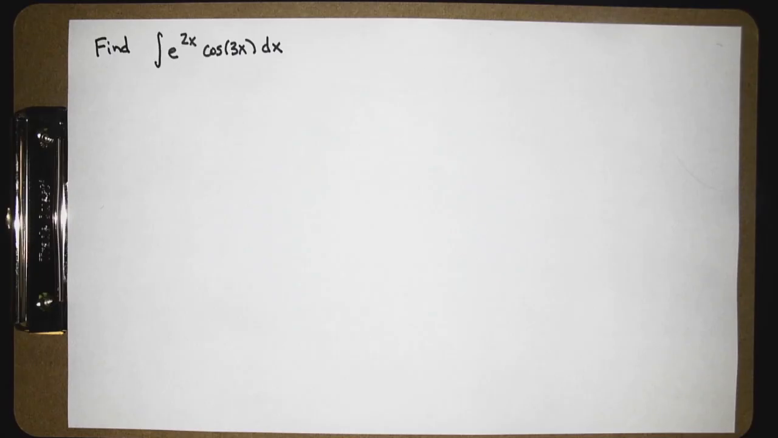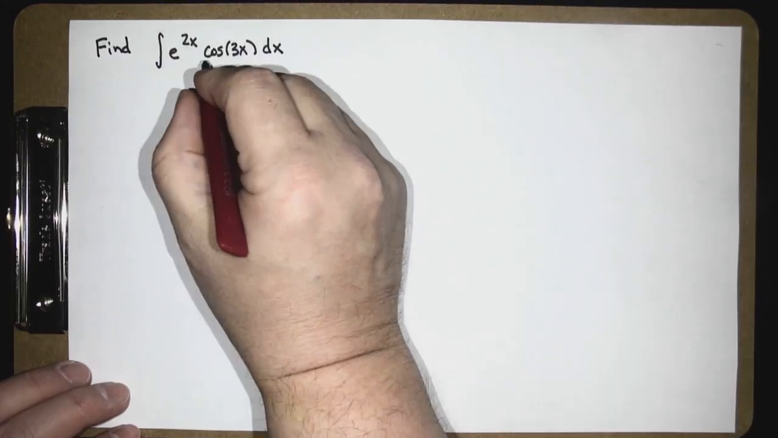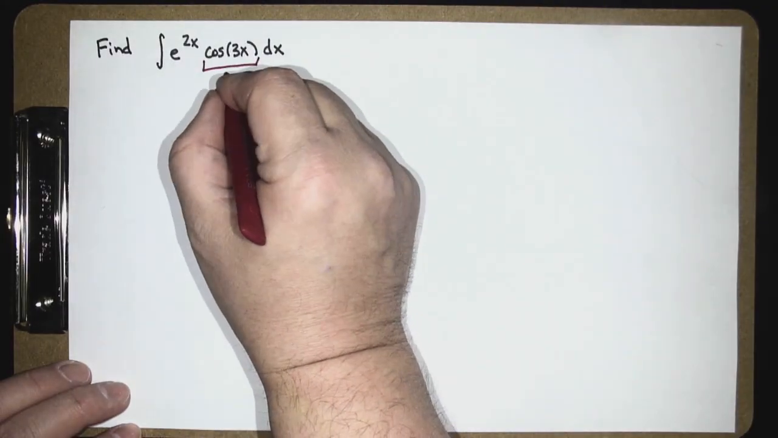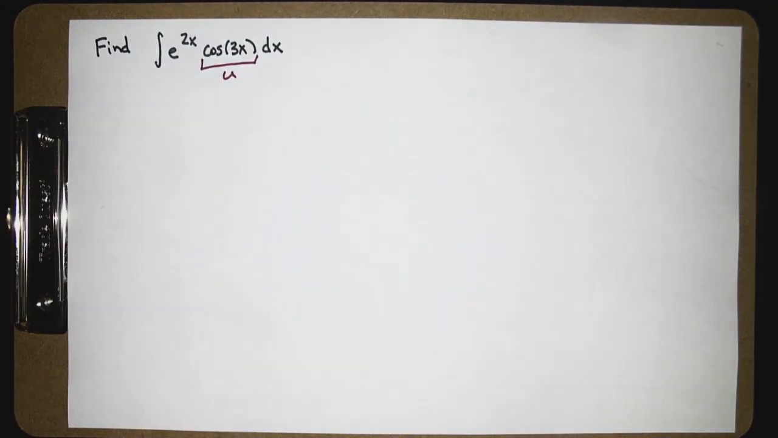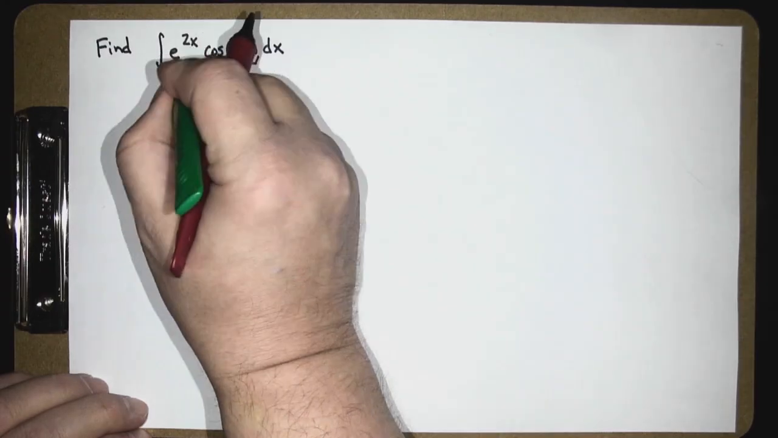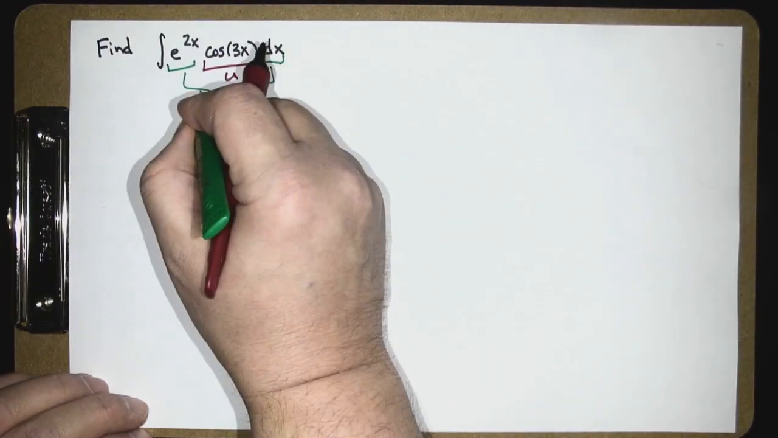So which one do you want to have be your u and which one do you want to have be your dv? You can phrase it as, which one would you rather integrate, or which one would you rather differentiate? Cosine 3x is what? Okay, so we want to differentiate the sines and cosines. So here's our u. And here, the rest of it is our dv.